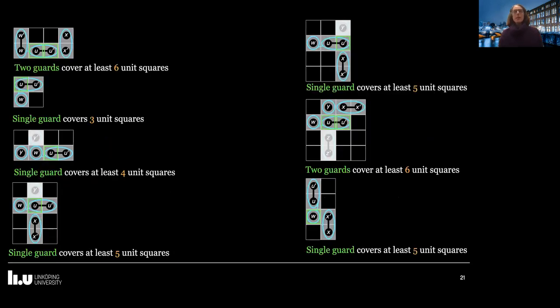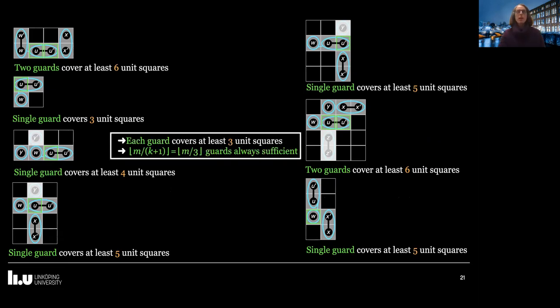And then we have several other cases where 2 guards cover at least 6 unit squares, a single guard covers at least 4, at least 5, and so on, and a single guard covers at least 5 unit squares. And if we consider all of these cases, what we have is that each guard covers at least 3 unit squares. So m/3 rounded down, which is m/(k+1) rounded down, many guards are always sufficient.